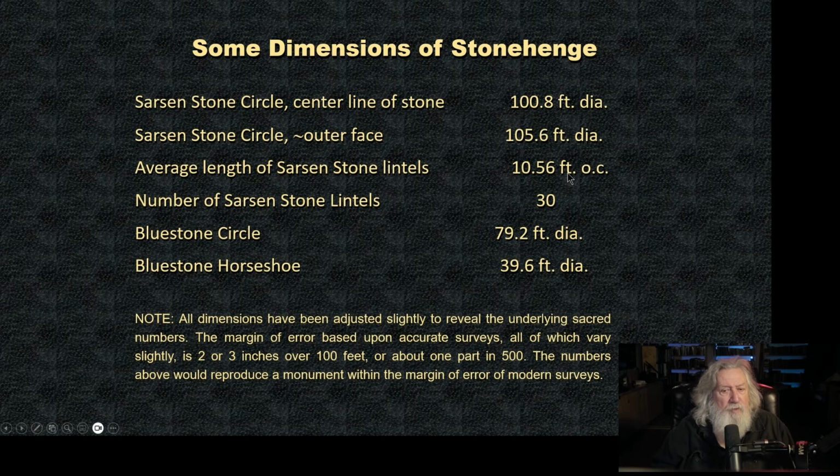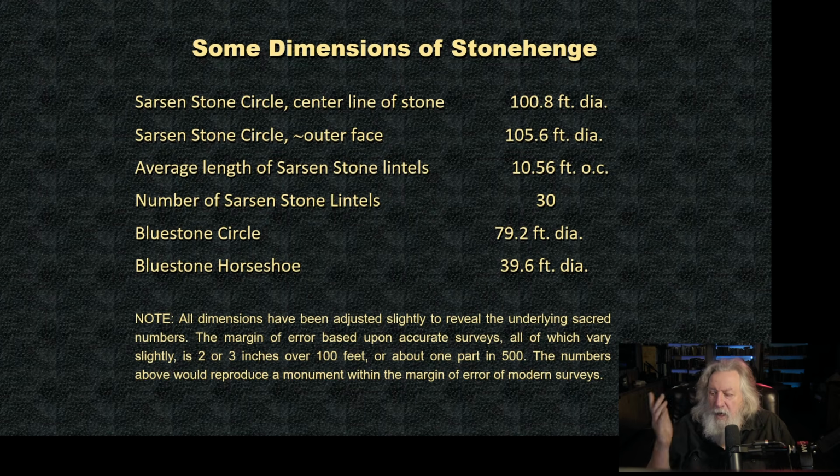Now, there's enough of them that remain, and the tooling of them is highly accurate. So from that, one comes up with a number that's very close to 10.56 feet, which would also represent the center line of the sarsen stone uprights. Well, if you measure on the sarsen stone circle, the outer face, it works out to be very close to 105.6 feet. Now, this suggests something, right?